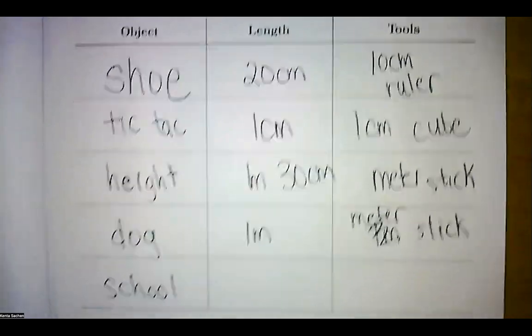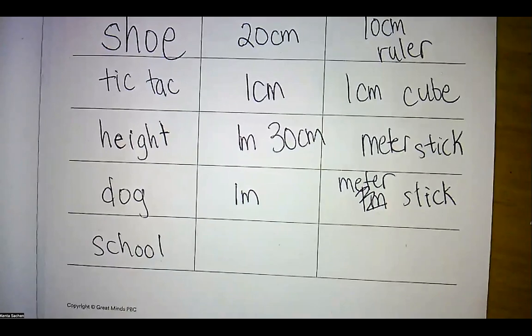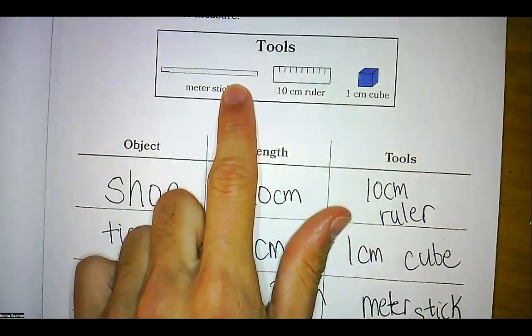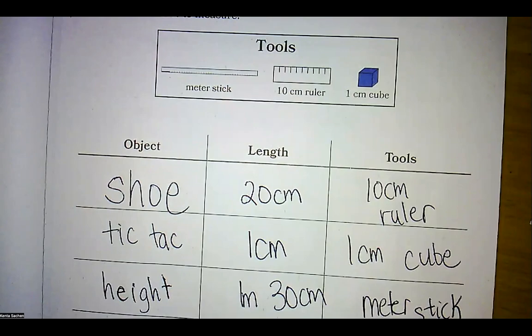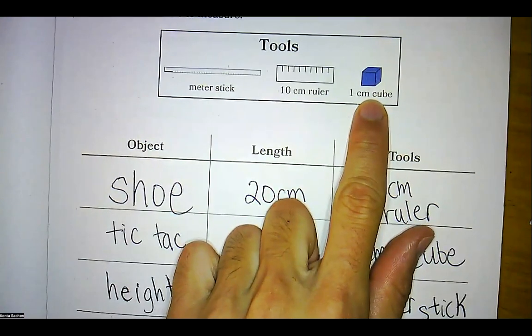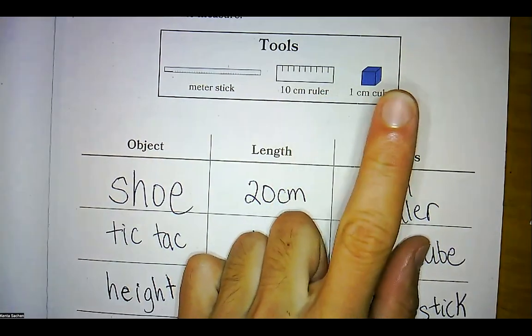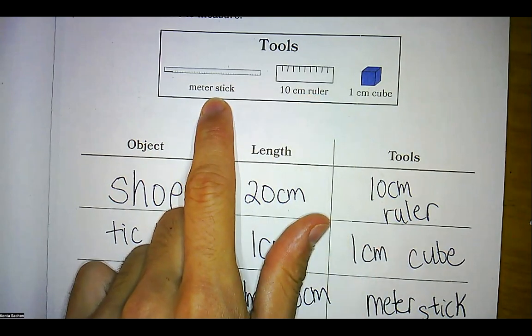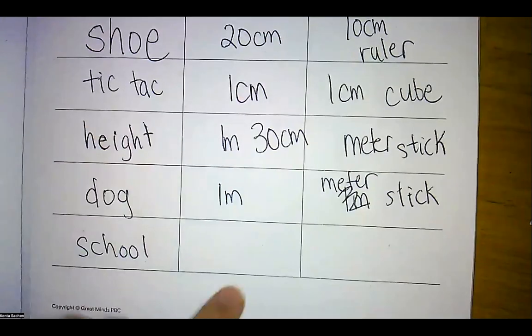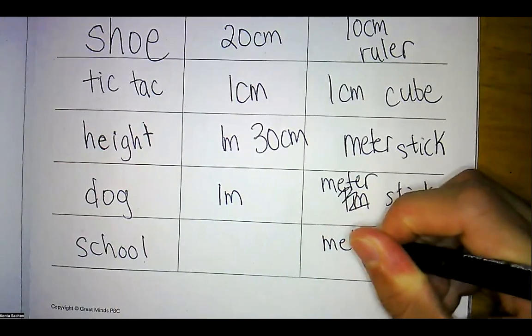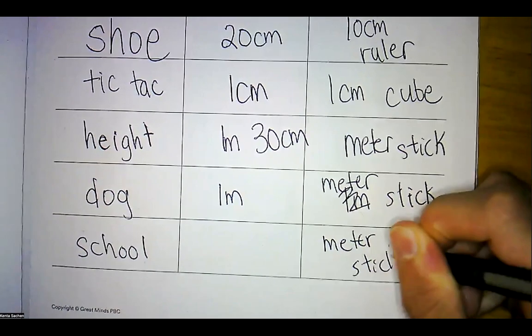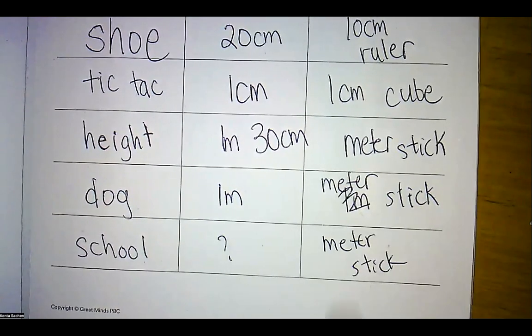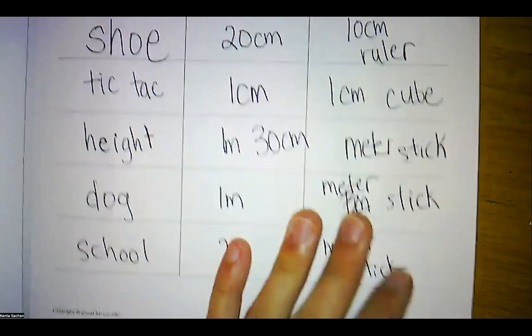Now, lastly, the school. How tall the school is. Which tool can we use to measure how tall the school is? The whole school. Raise your hand if you think it's the 1 centimeter cube. Ooh, almost got you there. Raise your hand if you think it's a 10 centimeter ruler. How about the meter stick? Yeah, I agree. I don't know how tall the school is. I'm not entirely sure, but it's really tall, right? So the meter stick is definitely the best tool here.